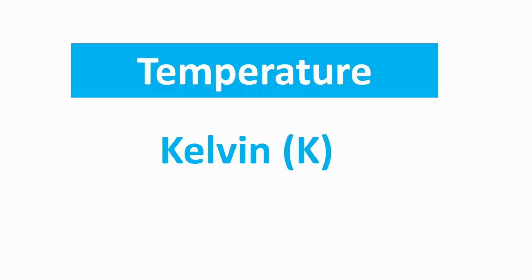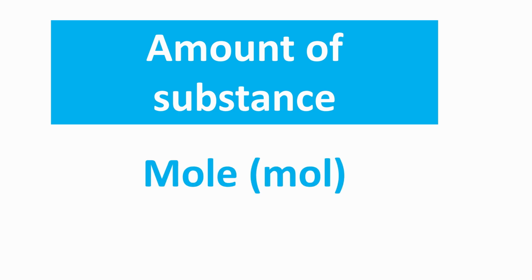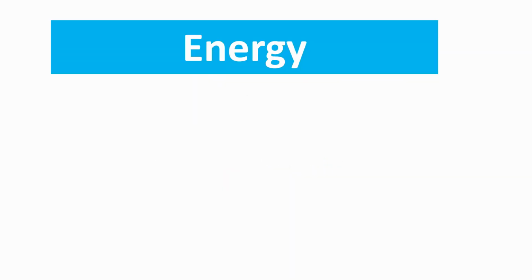The next one is temperature. Temperature is measured in kelvins and it's got a symbol of capital K. So if you've got a temperature in degrees Celsius, you will need to add 273 to convert it to kelvins. So degrees Celsius to Kelvin, you add 273, and from Kelvin back to degrees Celsius you take away 273. The next one is amount of substance, and that is measured in moles. It's got this MOL as a symbol.